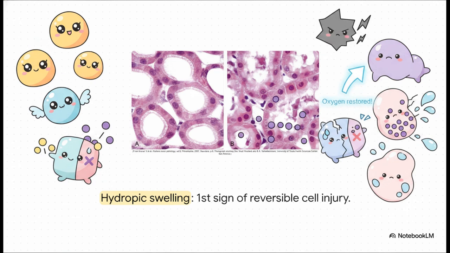You can actually see it in those pale, super swollen, blebbing kidney cells on the right, especially when you compare them to the healthy ones on the left. But hey, good news. If you restore the oxygen in time, this whole process is entirely reversible.